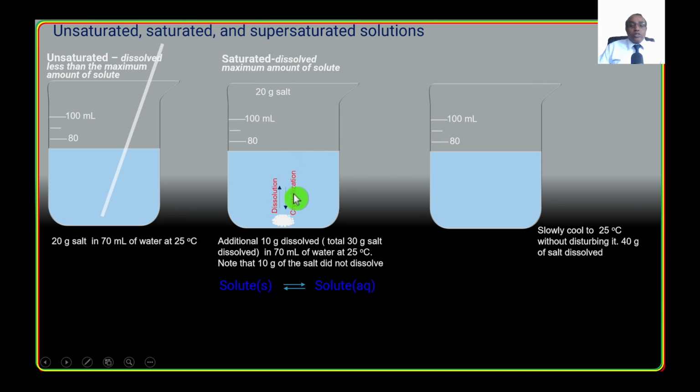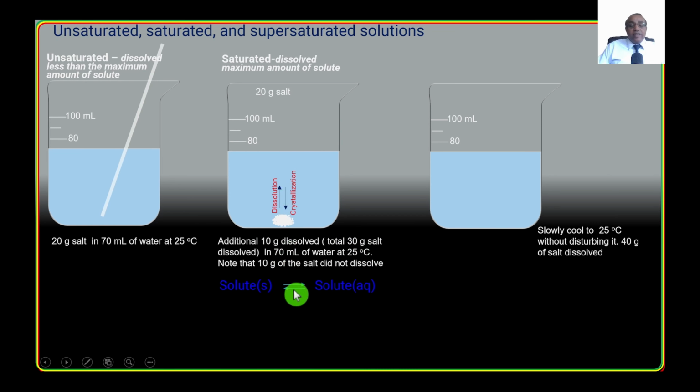This one is a saturated solution. In this case, this solution dissolves its maximum amount. The maximum amount in this case is 30 gram. It can dissolve 30 gram at 25 degrees Celsius. If you add anything more than that, it settles at the bottom of the beaker. So this solution is known as a saturated solution. A saturated solution is a solution that dissolves its maximum amount at a specific temperature, say for instance 25 degrees Celsius.